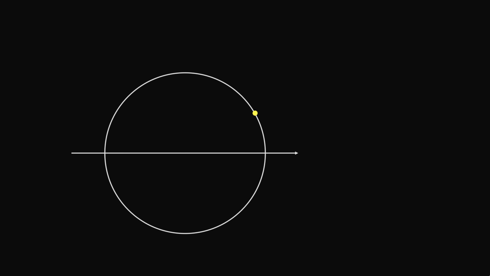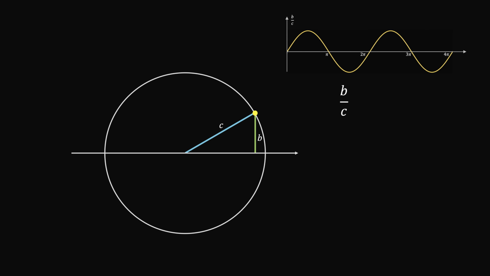If you place a point on a circle, project it to the horizontal line, then connect the point to the center, you obtain a right triangle. If you measure the height and the radius, calculate the ratio of the two. Then as you slide the point along the circle, the ratios will appear periodic. If you plot them, you will have the wavy shape.